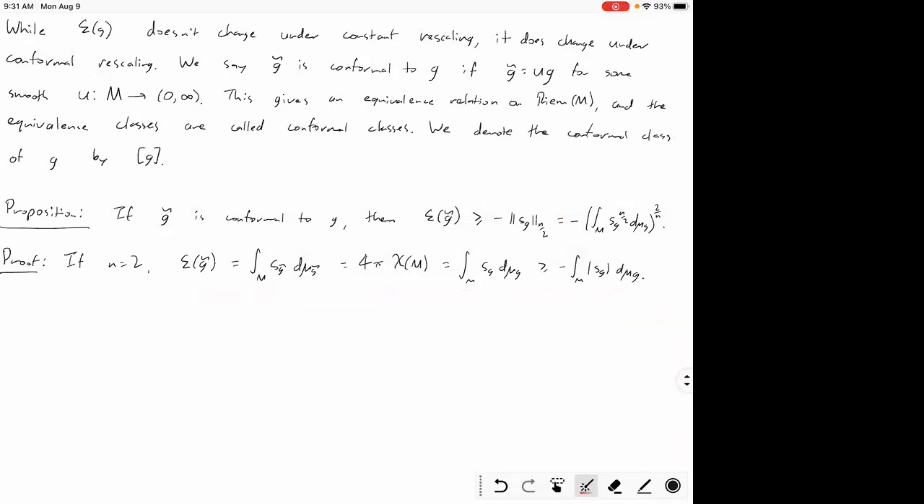So in fact, we have more than this. We know not only is this functional bounded below on a conformal class, in dimension 2, it's just constant on the conformal class. It's constant for all the metrics. That's not true in higher dimensions, but in higher dimensions, we do have this lower bound. So that gives us some information. So suppose now that the dimension is bigger than 2.